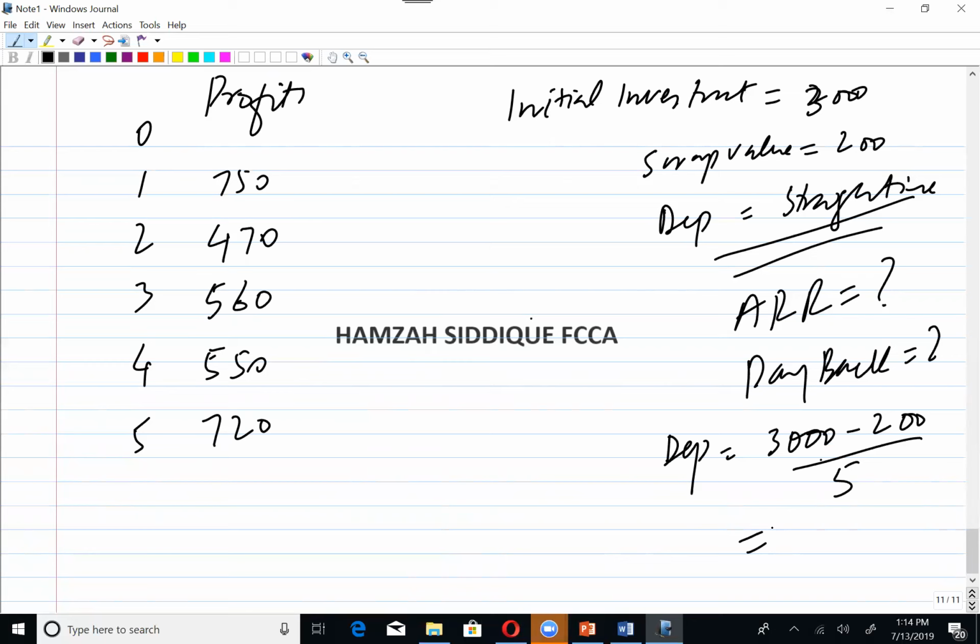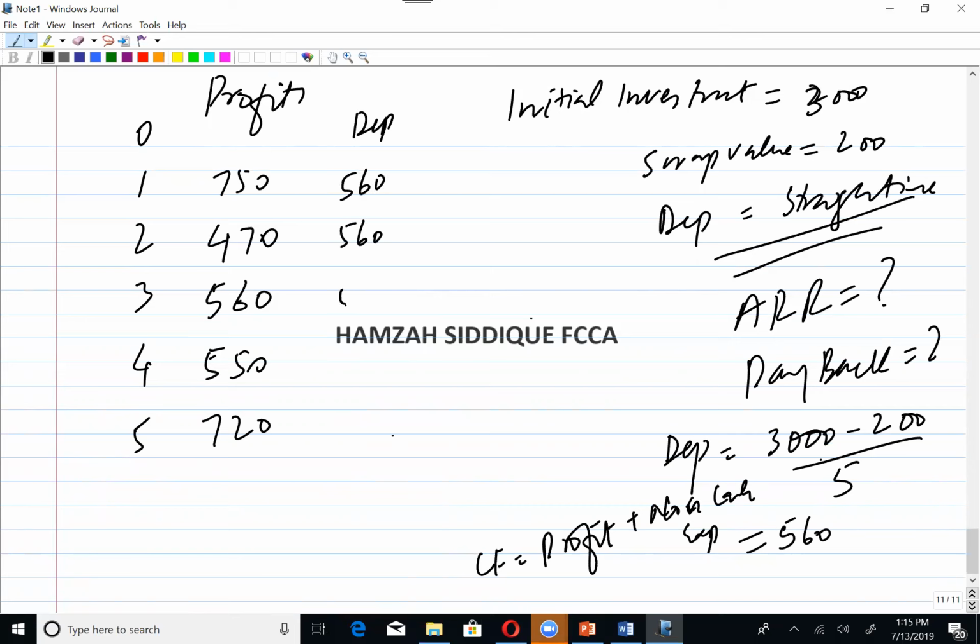It is 560, the depreciation every year, 560. So we know that cash flow is equal to profit plus non-cash expense. So we will add back depreciation, 560 every year, and then we will calculate cash flows.